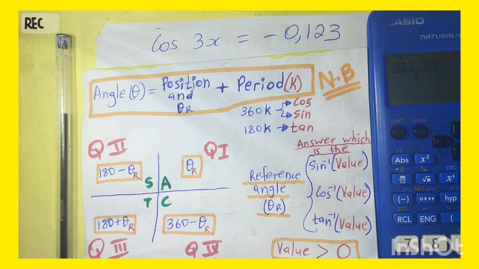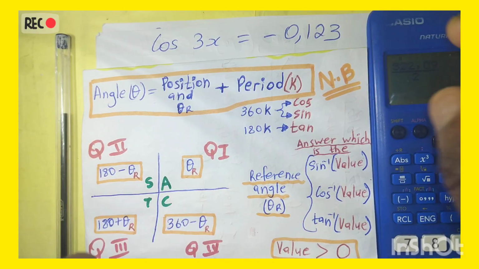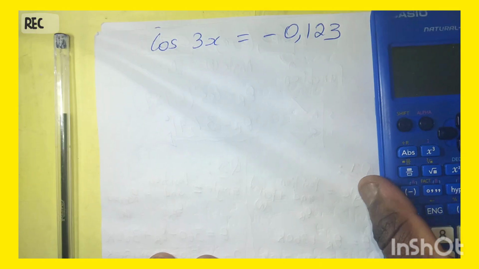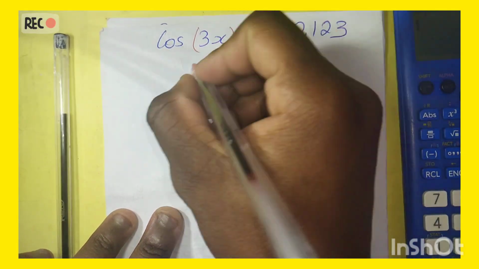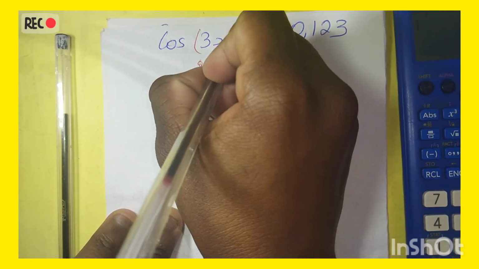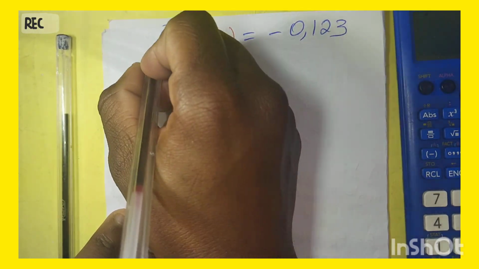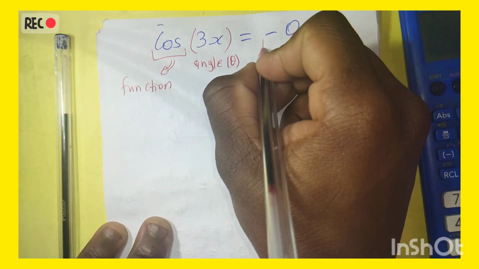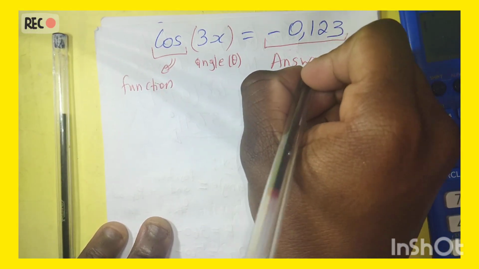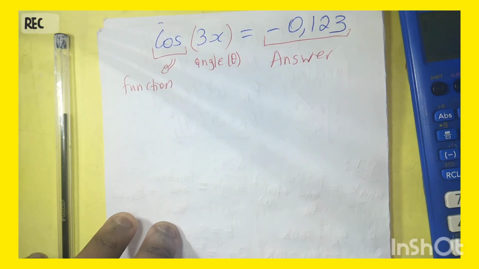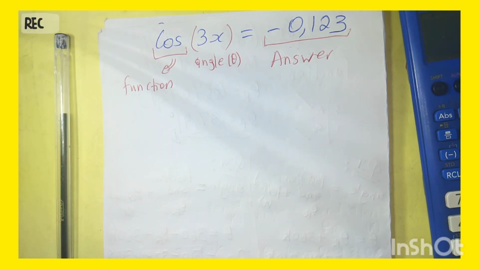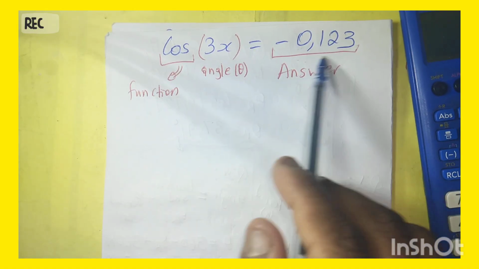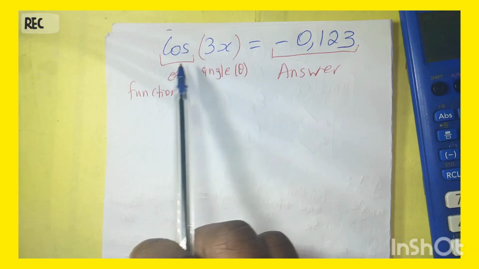Okay, without wasting time, guys, let me go straight into this question. So this question is easy. Just know that this thing is my angle. This is a function, and this one I call the answer. So now let me recognize the equation. All of this is an equation.